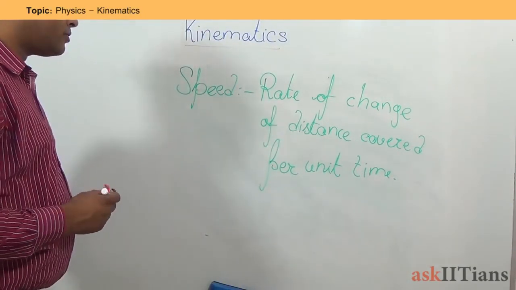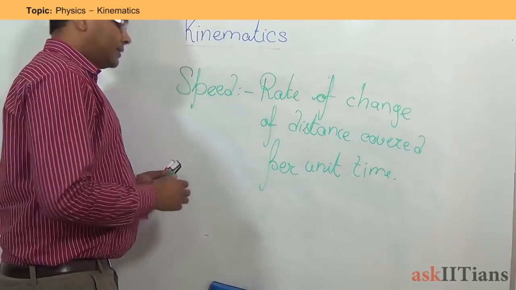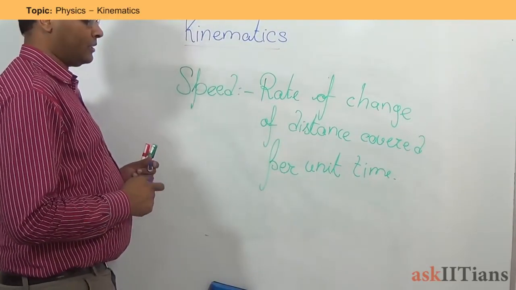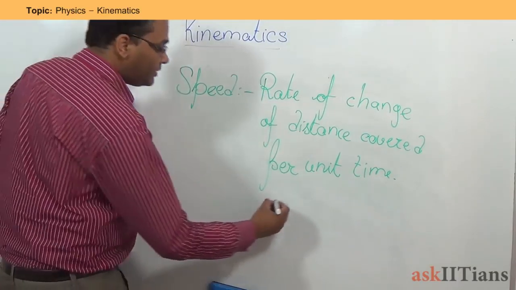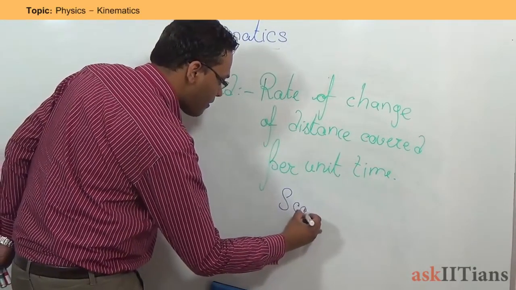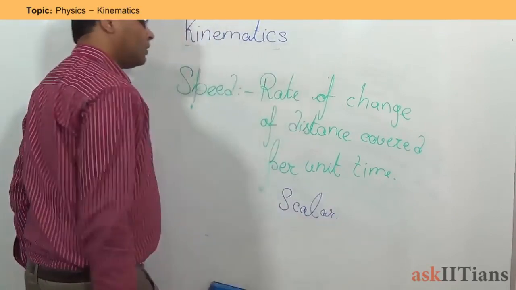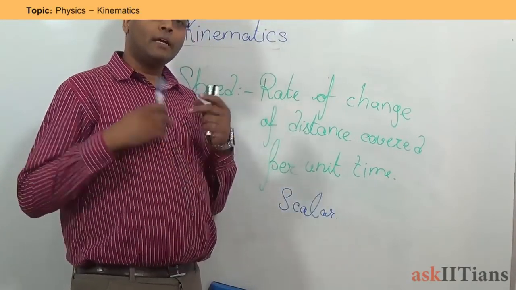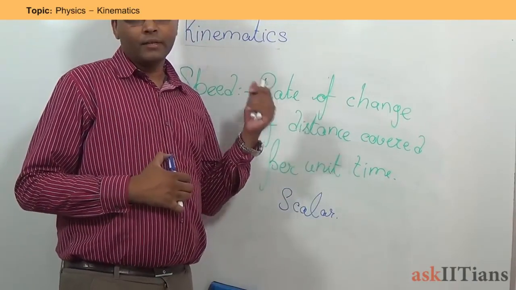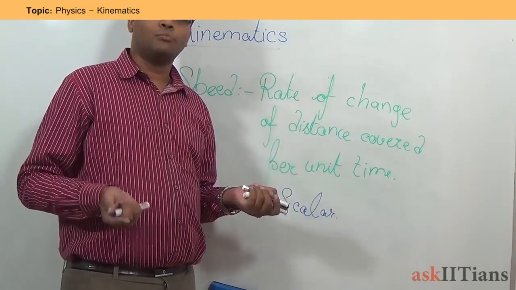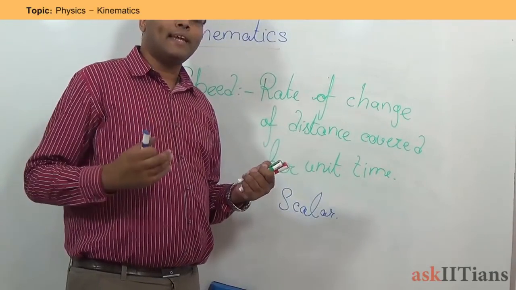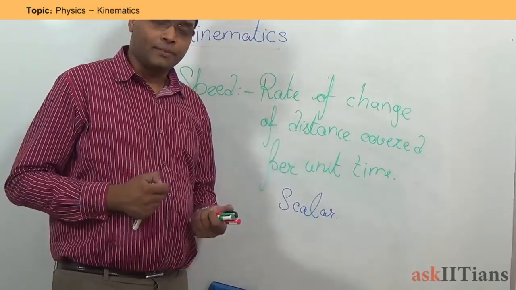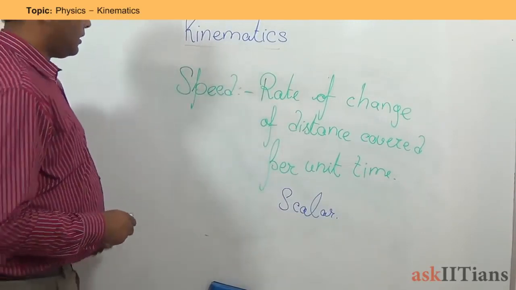When I say it's the rate of change of distance, distance being a scalar quantity, speed is also a scalar quantity, right? Let me also mention that here. This is going to be dependent on the path as well. For a given distance, if the time taken is more, or for the same time, if the distance covered is different, the speed value is going to be different, right?